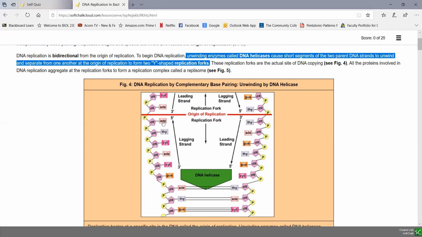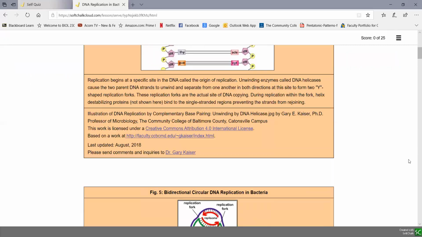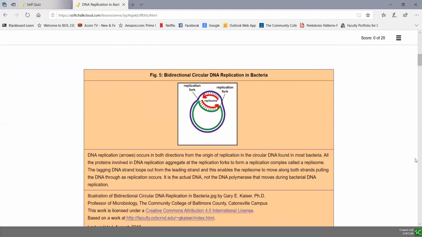So notice this adenine here is no longer paired with this thymine. This thymine is no longer paired with that adenine. And that's where the new nucleotides will come in and line up by complementary base pairing. And figure 5 again shows you the bidirectional nature of that, where we see the two replication forks, where one helicase is unwinding the DNA in this direction, and the other helicase is unwinding the DNA in this direction. And in these unwinding areas, the replication fork, that's where the actual DNA replication is occurring, where the DNA nucleotides are lining up by complementary base pairing.